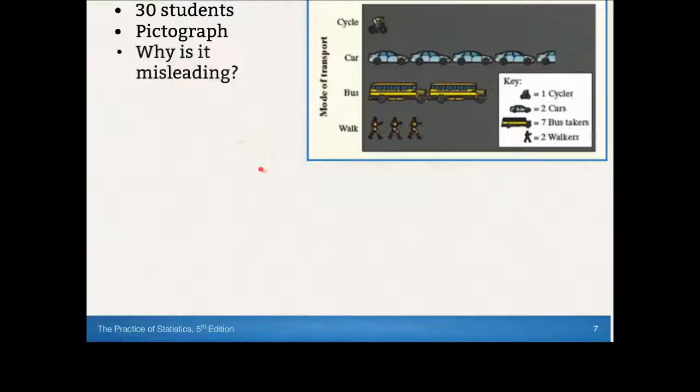So why is this misleading? Well, if you notice that one bus represents 7 riders, whereas it looks like that's the same length as the walkers. One of the people represents 2 walkers, 2, 4, 6, though you have to look at the fine print over there, and each car represents 2 cars. I don't know how many people are in the cars. That's not anything that they're telling us. Could be 1 person, could be 5 or 6 people, and so it's really misleading by the size of the picture that they use. And which graph would be better?